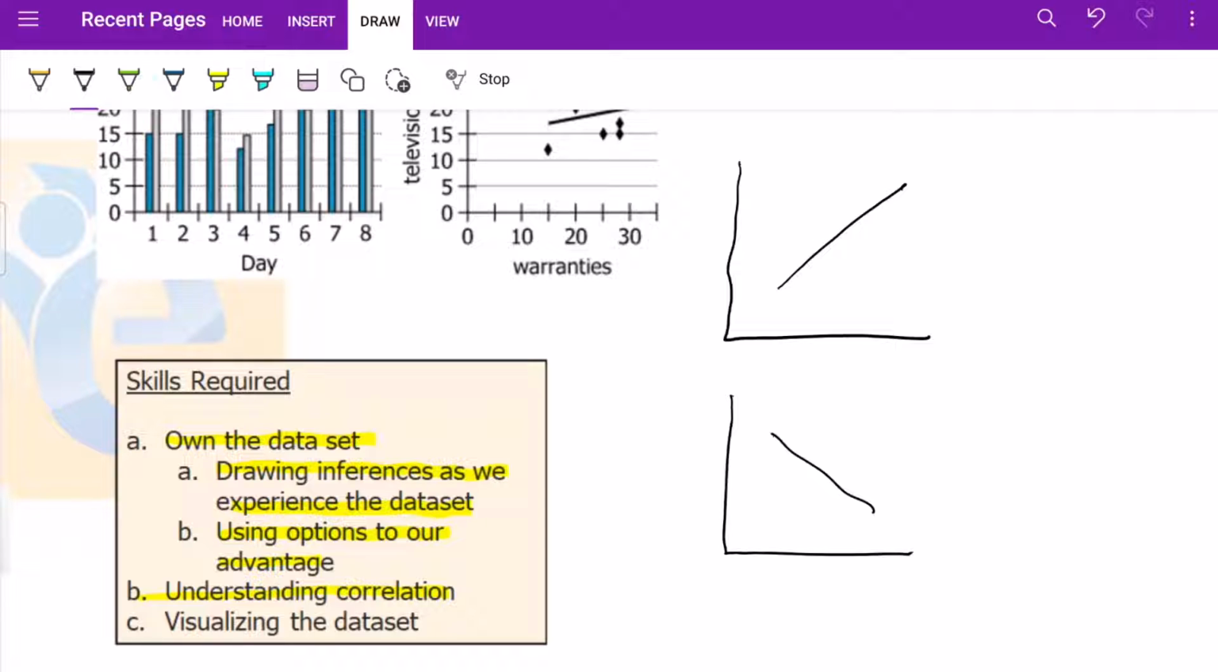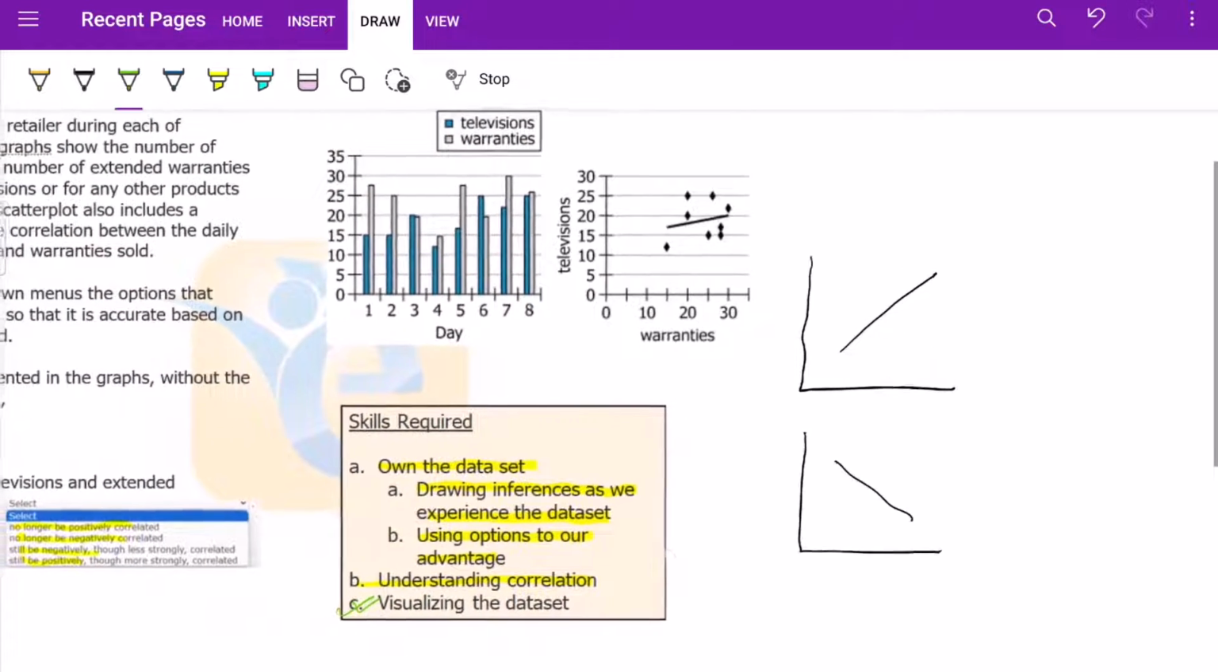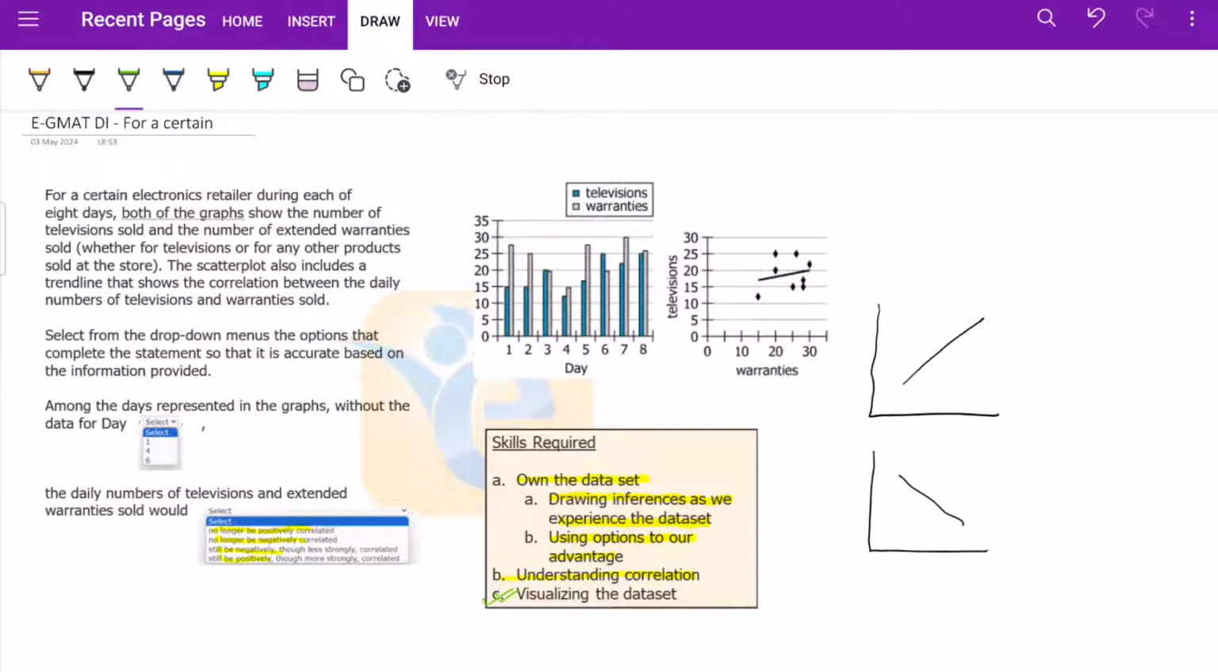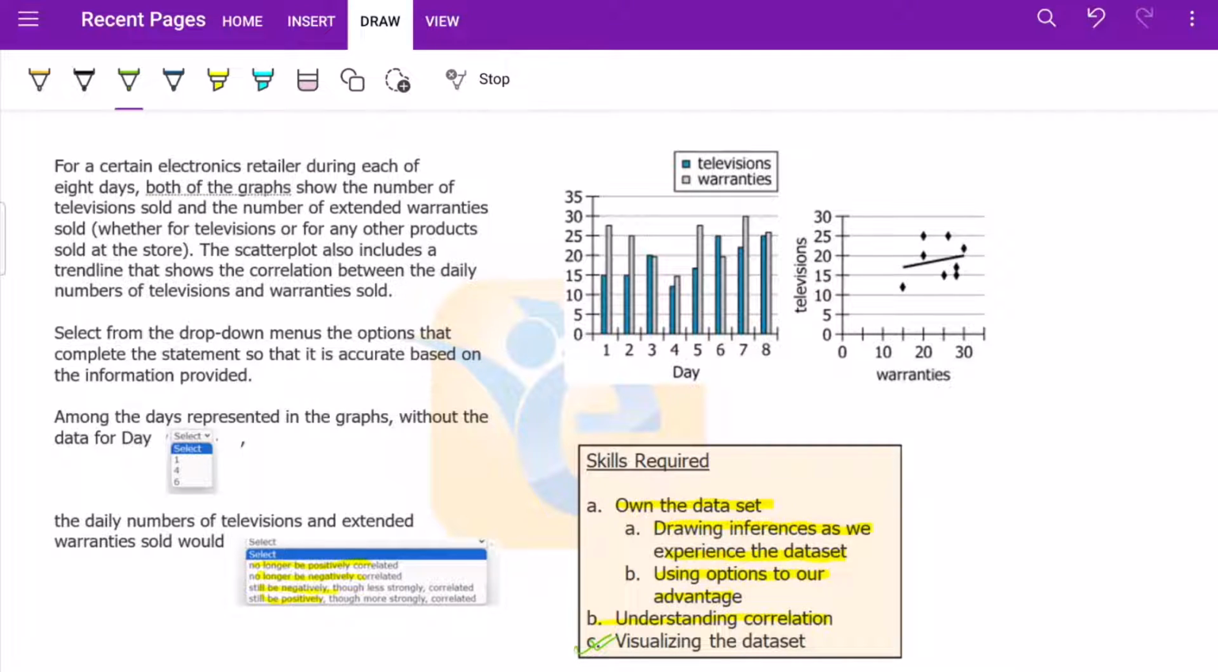The third thing that is important is visualizing our data set. Your power to visualize really comes in handy in solving this question. Let's move ahead and read the question.